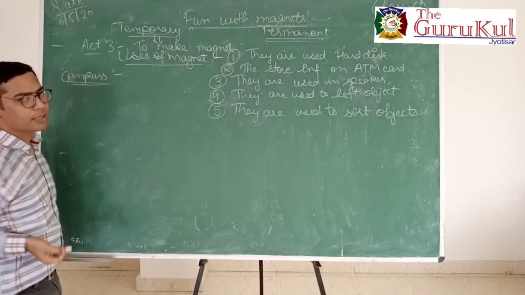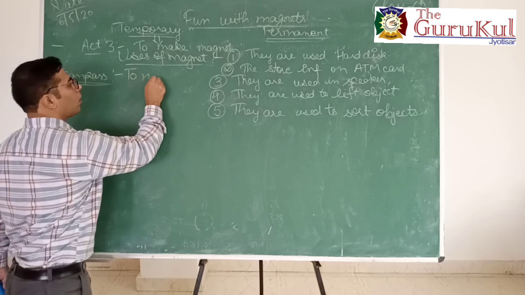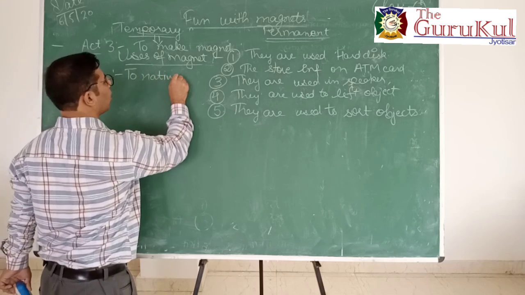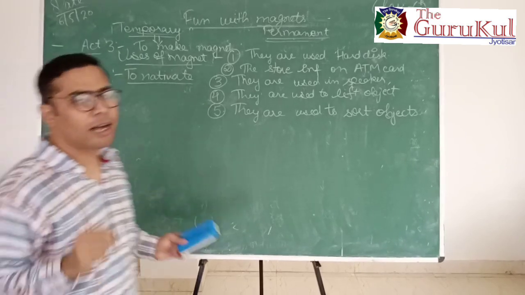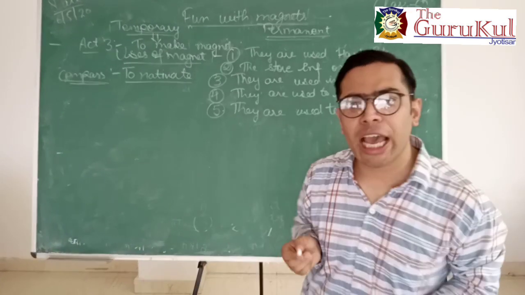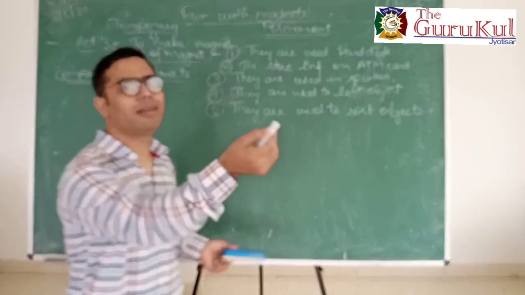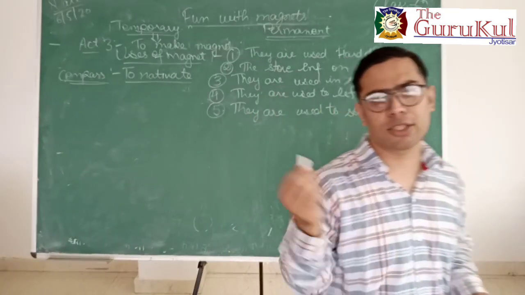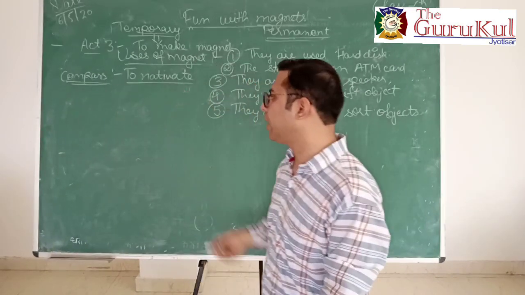Now compass, it's a device. It's a device to navigate. Or what is it? A compass is an instrument which helps us to find different directions, to find out whether it is north, south, east or west. So it is a device which helps us to find different directions.